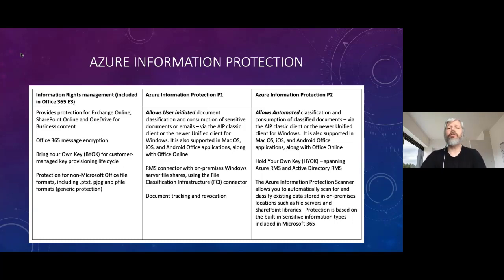And the other great additional feature of the P2 side of Azure Information Protection is the ability to use the Azure Information Protection Scanner. And this allows you to automatically scan for and classify existing data which is stored in on-premises locations such as file servers and SharePoint libraries. And once again, as with the automated protection, this is based on those built-in sensitive information types that are included in Microsoft 365.